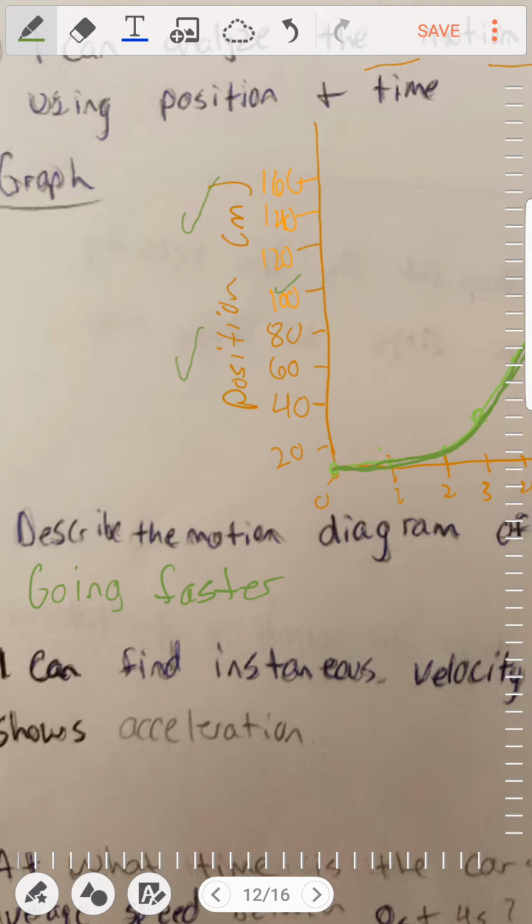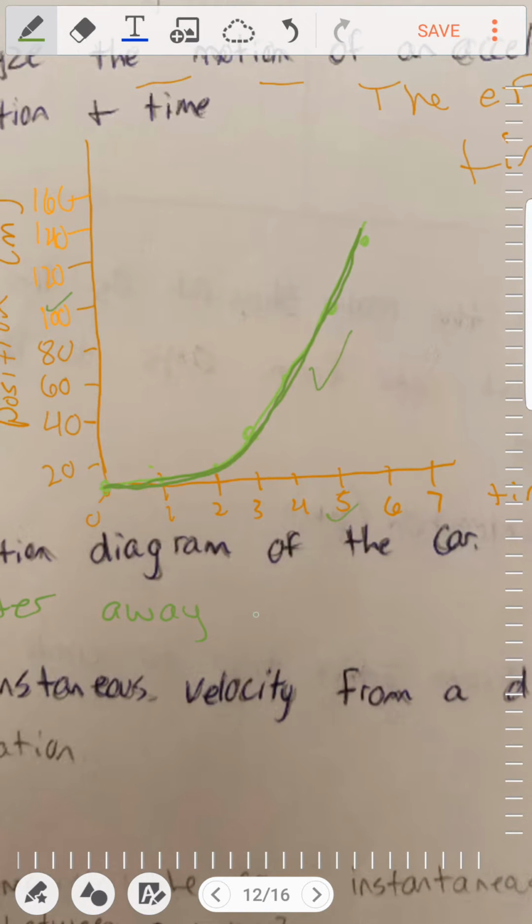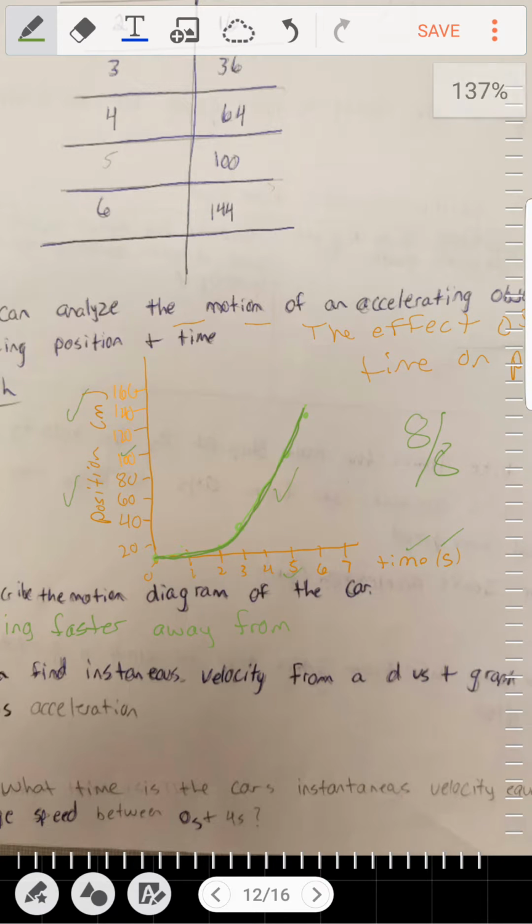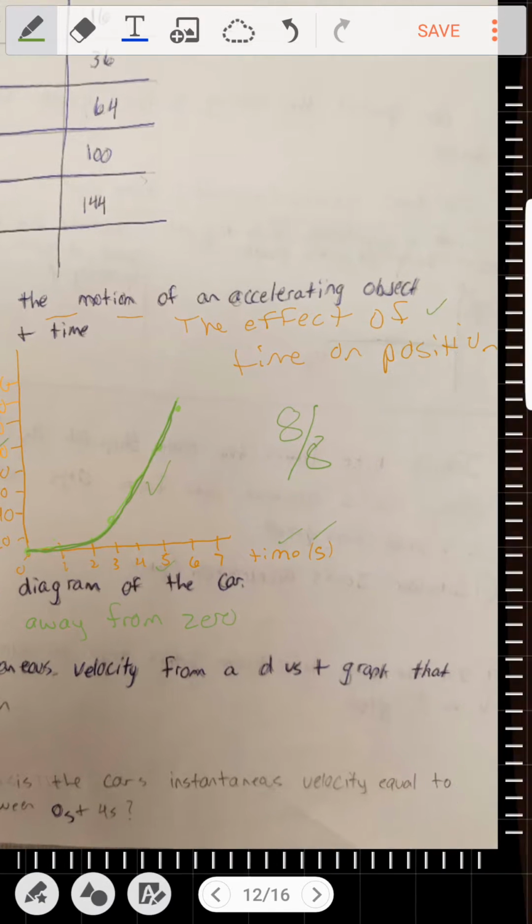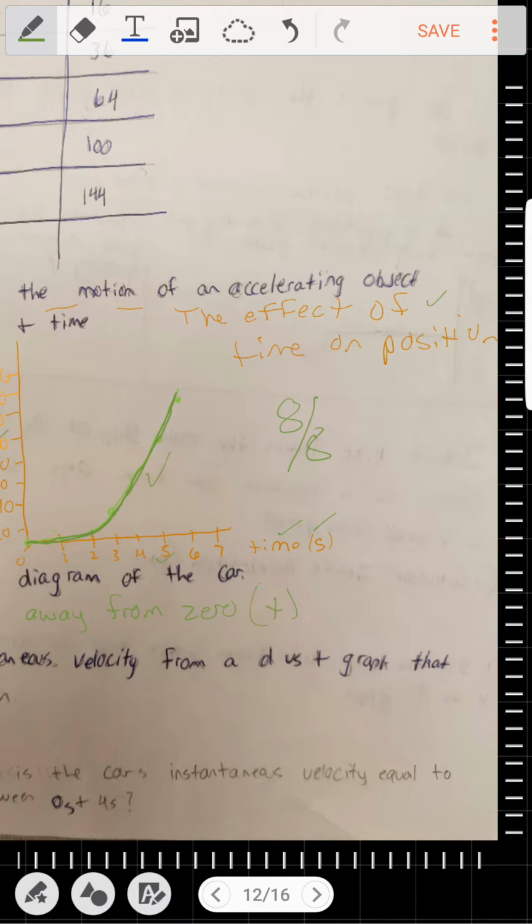And is it going away from 0 or towards 0? Well, it's going away from 0, so that's going to make it a positive direction. So going faster, away from 0. So that makes it a positive direction.